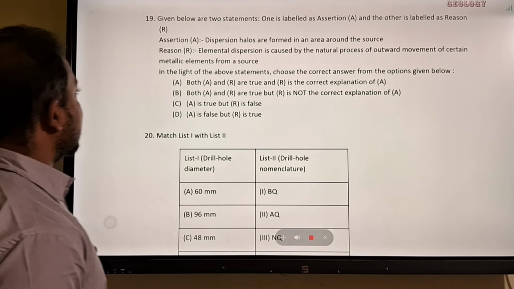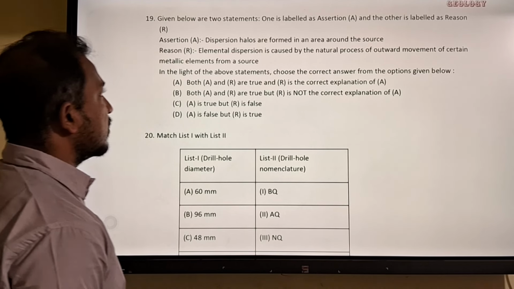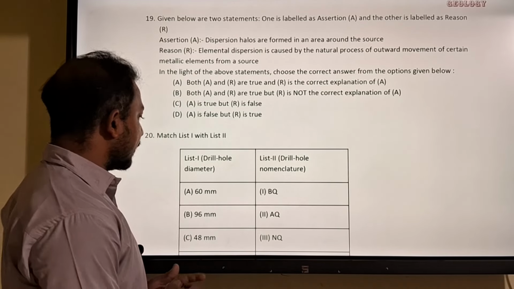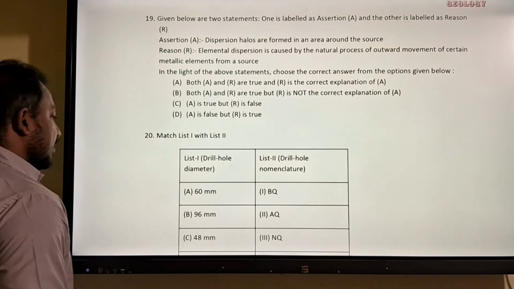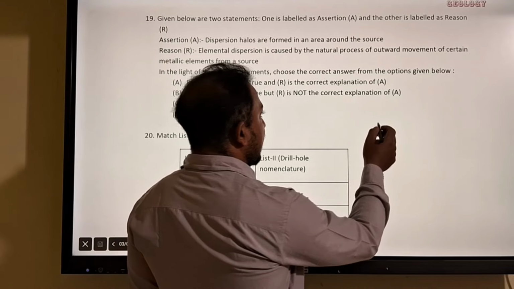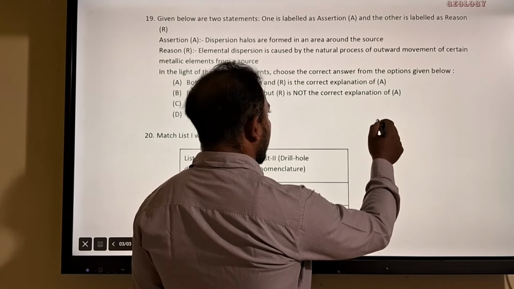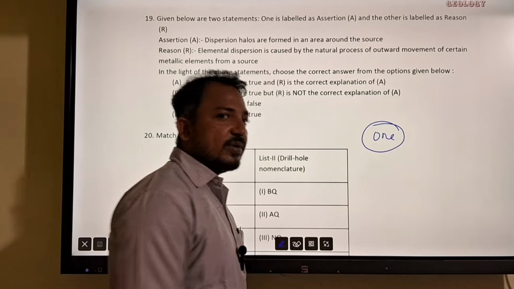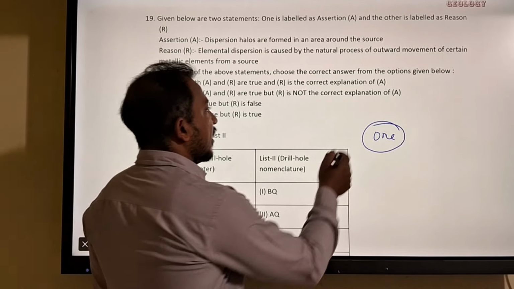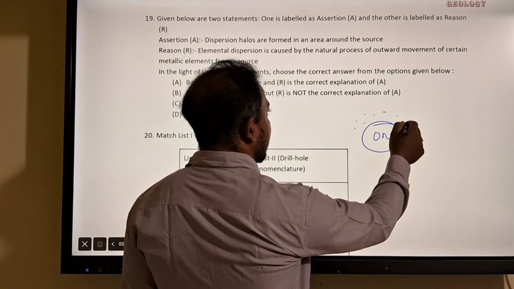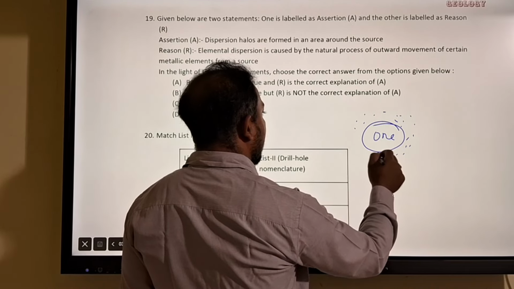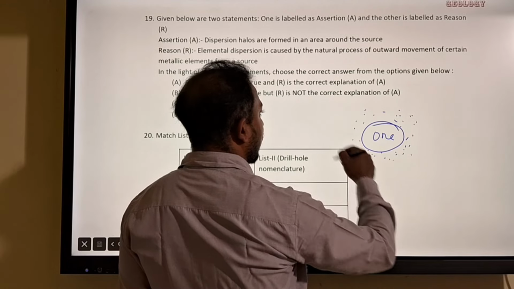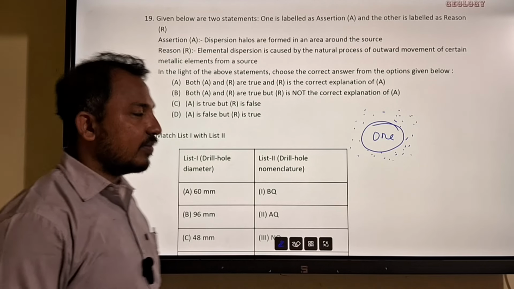We have an assertion and reason. Here, dispersion halos are formed in the area around the source. So what is a dispersion halo? During deposition of any ore body, suppose this is an ore body, you will find concentration of that ore body around the main ore body. This is called your dispersion halo.